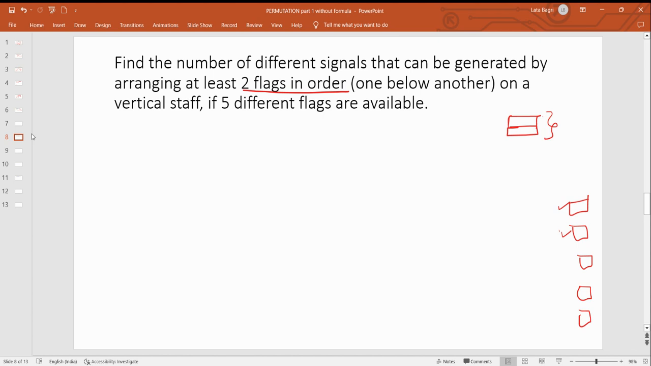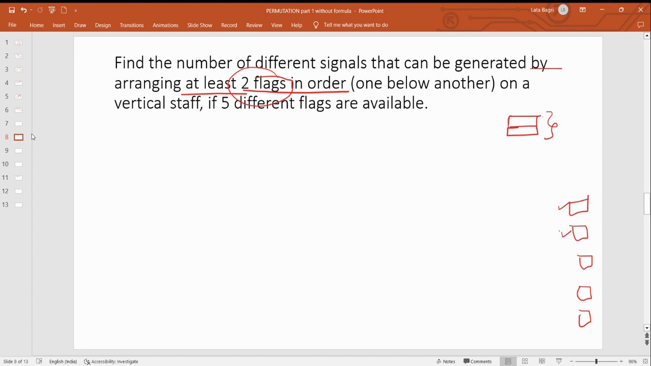I have to make arrangements. So I can select any two. Okay. And I have to make like this arrangements. So how many such arrangements I can form? Very simple. This is also, see, two and I have to be generated by arranging at least two flags.